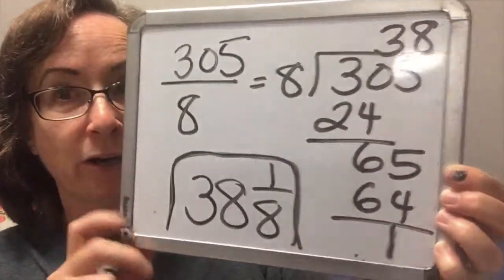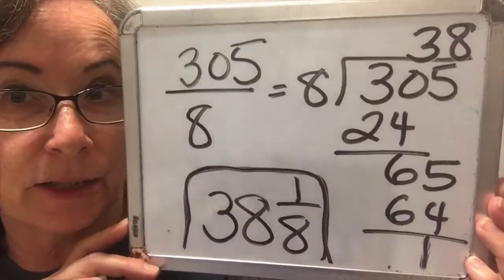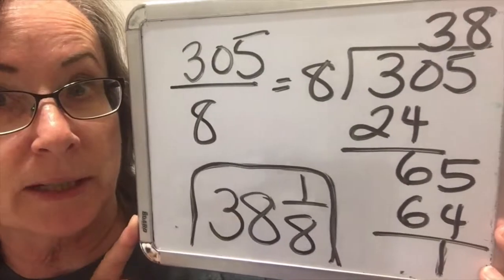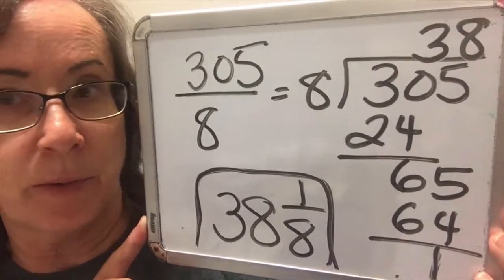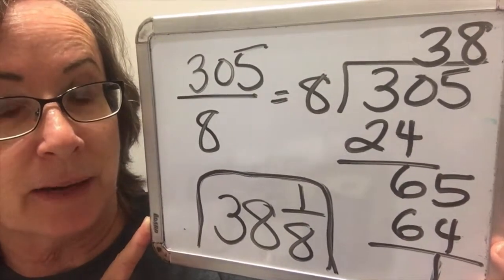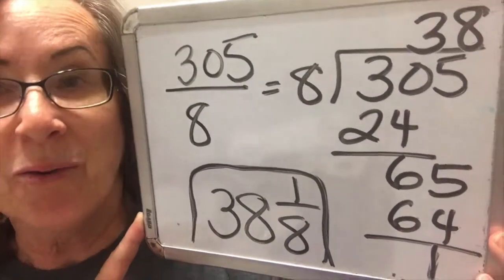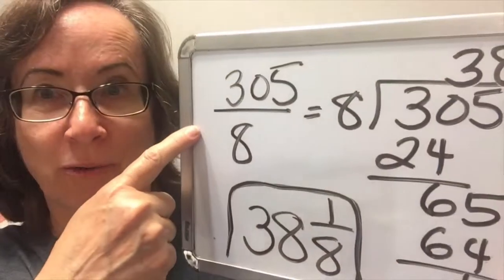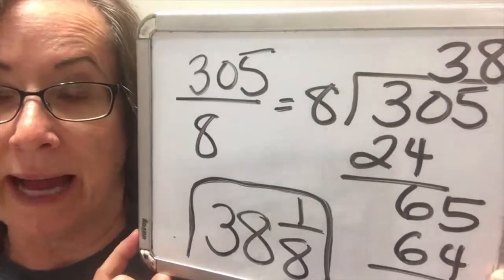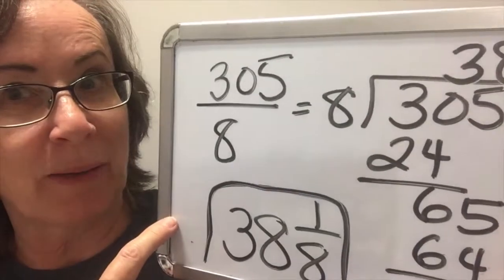But this is where your book takes a moment to explain something very important. When you're in arithmetic, we always turn improper fractions back into mixed numbers. But now we're in algebra. In algebra, the improper form is considered correct, and the mixed number form is correct.